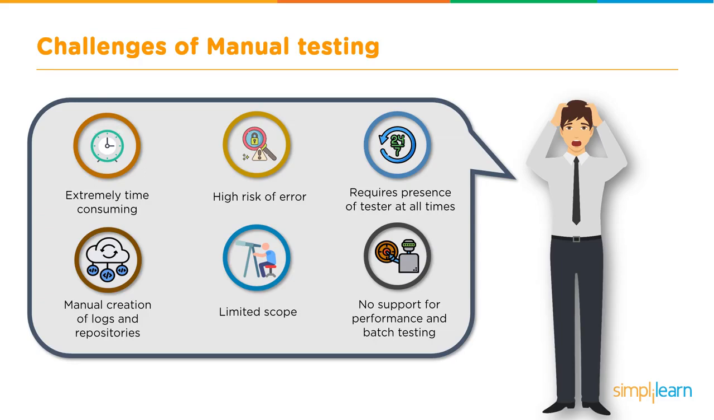Limited scope. The scope of manual testing is very limited. For example, say regression testing. Ideally, you would want to run all the test cases which you have written, but since it's a manual process, you would not have the luxury of time to execute all of them. And hence you will pick and choose your test cases and then execute. That way you are limiting the scope of testing.